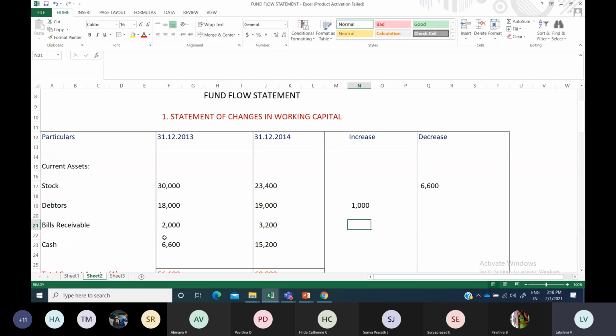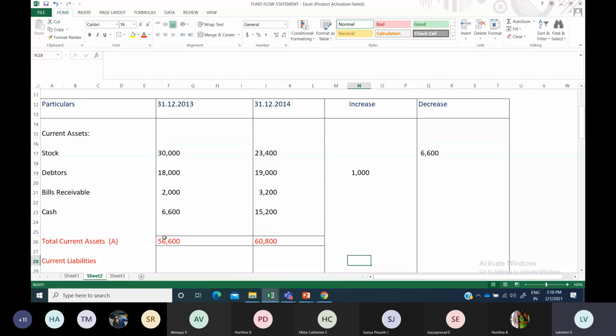So next again bills receivable. You just compare and find out only the difference amount and whether it is an increase or decrease. Current assets, just like that itself you will do. Increase means increase, decrease means decrease. So 2,000, 3,200. The difference amount is 1,200, and this is again an increase. So you have to show it in the increase column only. Current assets, same way.